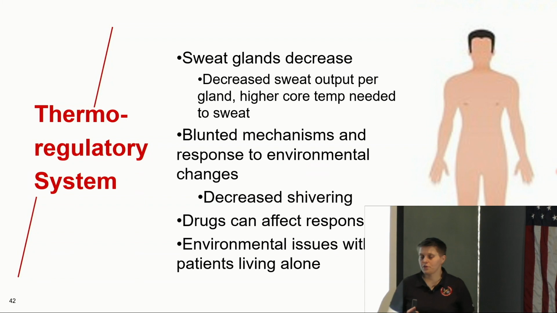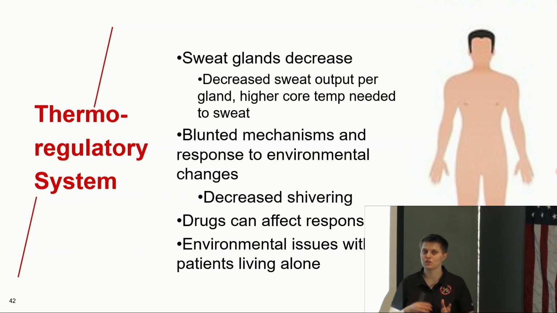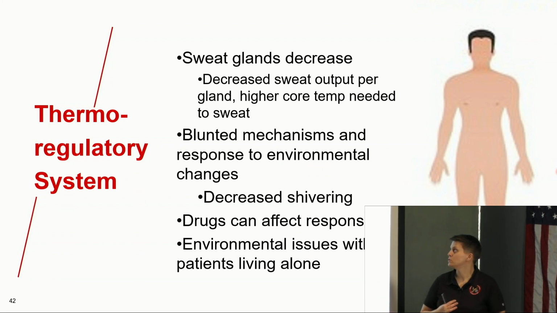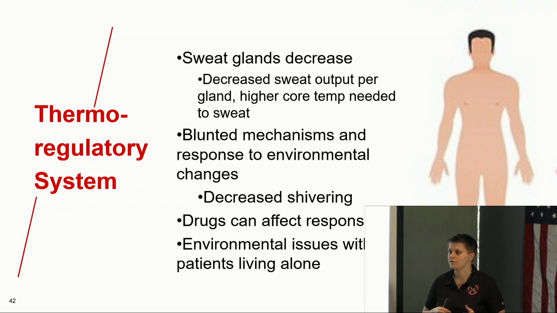Next, we're going to talk about the thermoregulatory system. So this really comes down to the fact that elderly individuals cannot control their temperature as well as younger individuals, and that is a normal process of aging. But with that comes complications. So the way that happens really is that the sweat glands as we get older decrease in number, and they're not producing as much sweat. And so you need to be hotter to sweat, and you can't sweat as effectively in a warm environment.